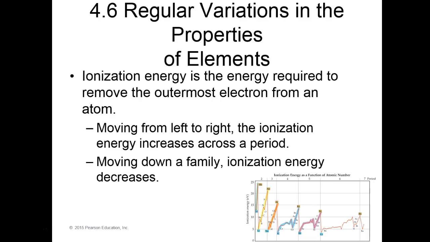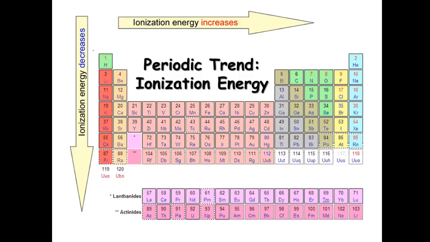Ionization energy is the energy required to remove the outermost electron from an atom. Moving from left to right, the ionization energy increases across a period. Moving down a family, the ionization energy decreases. Here's another picture showing how that works with the periodic table. You can see going across from left to right, ionization increases and it decreases when we go down.